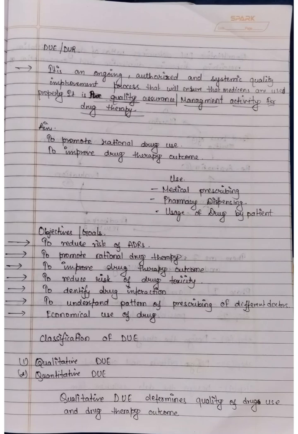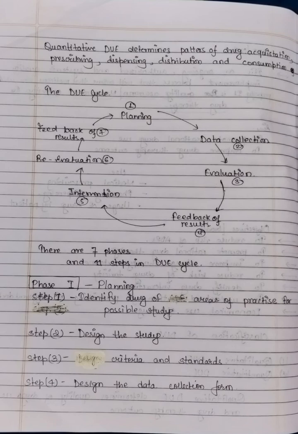Classification of DUE: it is of two types, that is qualitative DUE and quantitative DUE. Qualitative DUE determines quality of drug use and drug therapy outcomes. Next, quantitative DUE determines pattern of drug acquisition, prescribing, dispensing, distribution, and consumption.